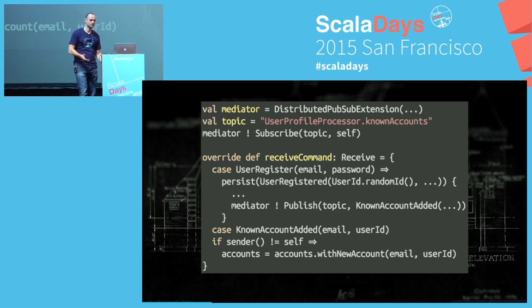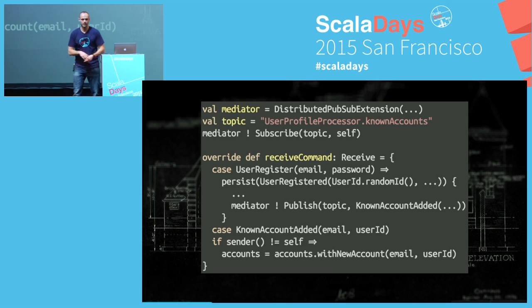And so in code, this could take the form of the distributed pub/sub extension in Akka. Create a distributed pub/sub extension, pick a topic, some sort of string identifier. And as part of constructing the user profile processor, I'll have it subscribe to that topic. And so every user profile processor that gets created is subscribed to this user profile processor.knownAccounts topic. And so as part of our handler to the user register message, I publish a message onto this pub/sub bus called known account added.